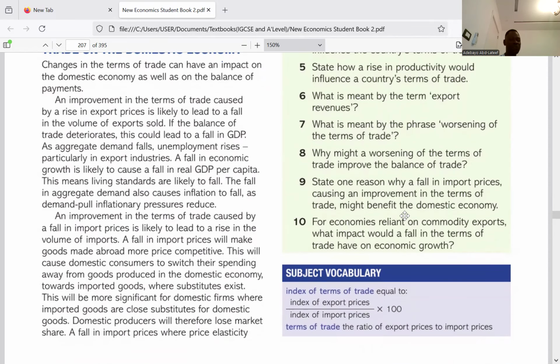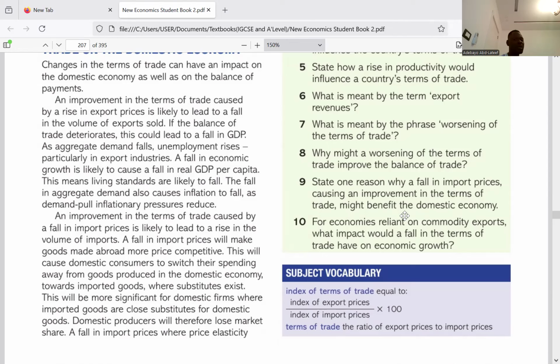An improvement in terms of trade caused by a fall in import prices is likely to lead to a rise in the volume of imports. So if there's an improvement in terms of trade because there's a fall in import prices, this will increase the volume of imports. But what happens to the balance of trade? It will deteriorate. So here they said a fall in import prices will make goods made abroad more price competitive.